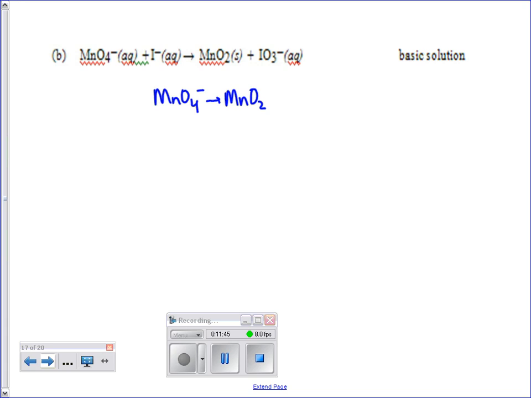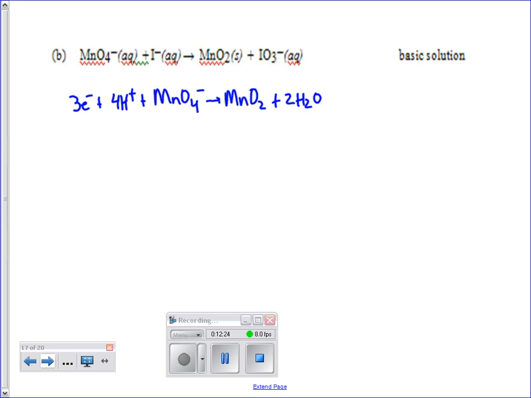Balance everything but H's and O's. Done. Balance O's with water. How many, what side? 2 on the right. Balance H with H pluses. How many, what side? 4 on the left. Balance charge. Our overall charge on the left side is what? Our overall charge on the right is 0. So I'm going to add electrons to one side once to make these balance. Where do I add how many? 3 on the left. So that gives me a 0 on both sides. All right, now we got one half reaction done.